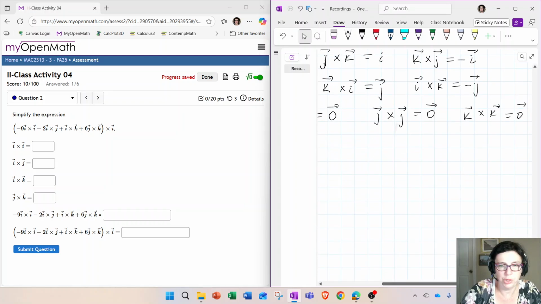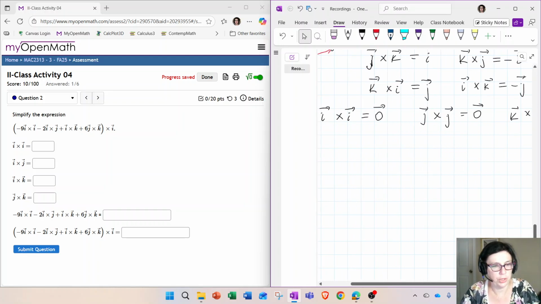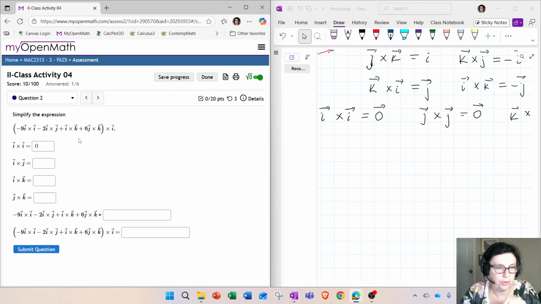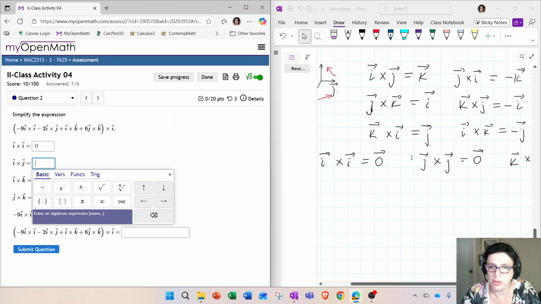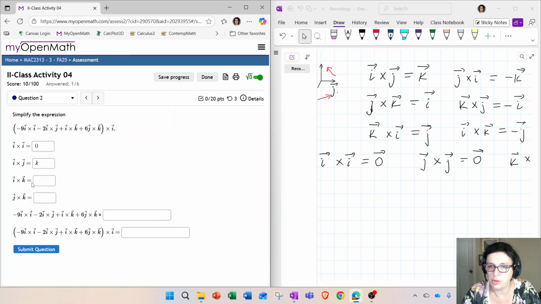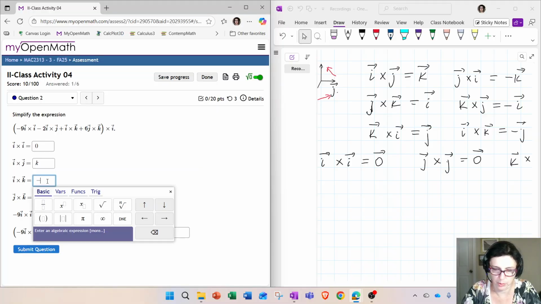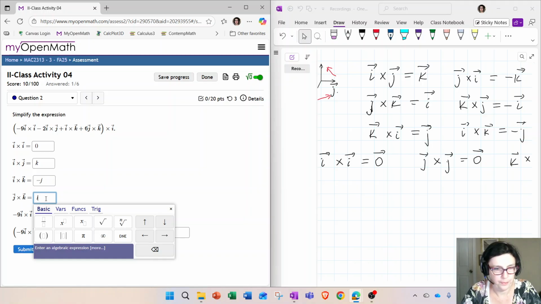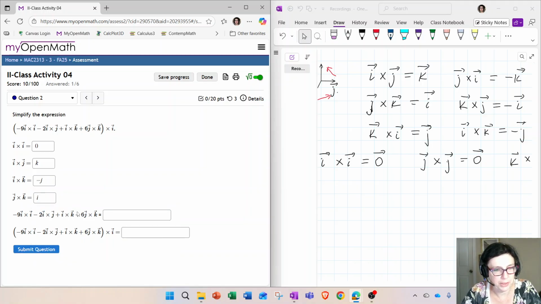Now let's use that to answer the following questions. So for example, i cross i, well, that's zero. In my open math, you can't put an arrow on top, but that's okay. i cross j, so I already have that here, that's k. i cross k, well, I have k cross i, that's j, but i cross k is negative j, so this would be minus j. j cross k is i. Okay, so that's going to help us figure this out.